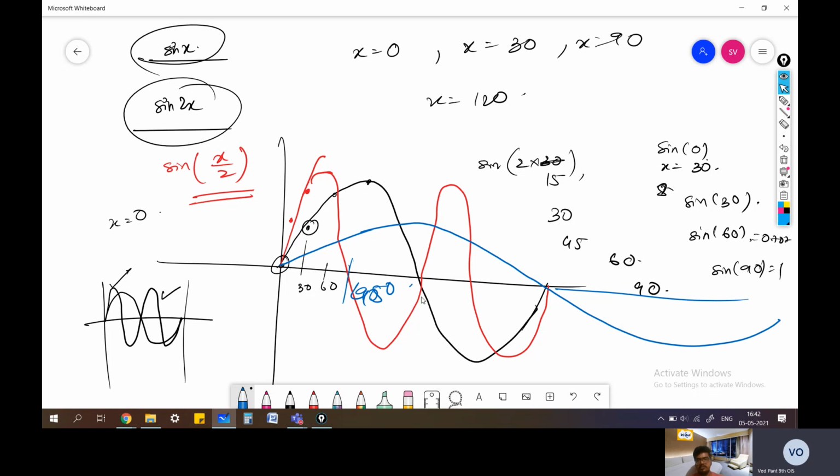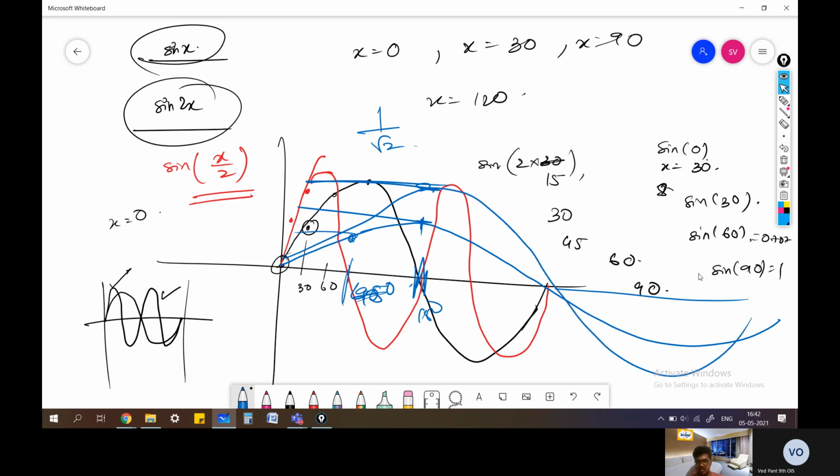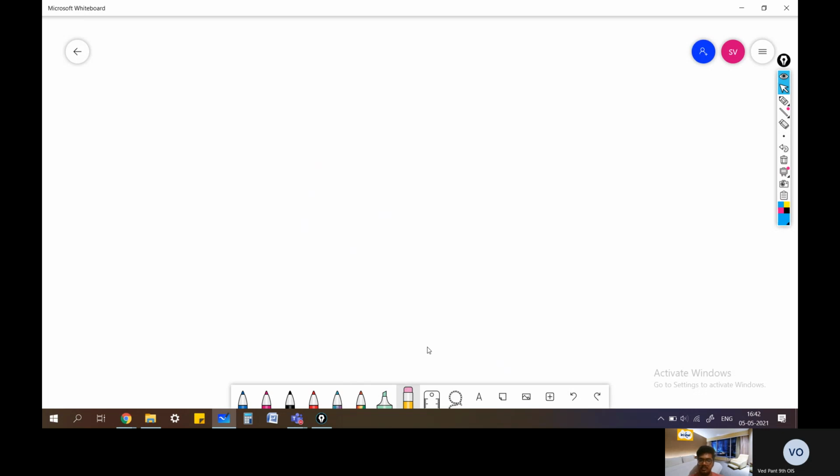Yes, you can use 0, 90 and 180. At 90 you will get this half or something like that; at 45, 1 upon root 2. At 180 you will get 90, that means 1. Sorry, my bad, that means this point, so like this. Understood. And similarly for cos it will behave in the same manner.